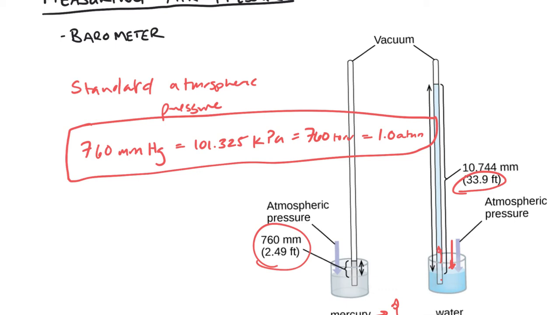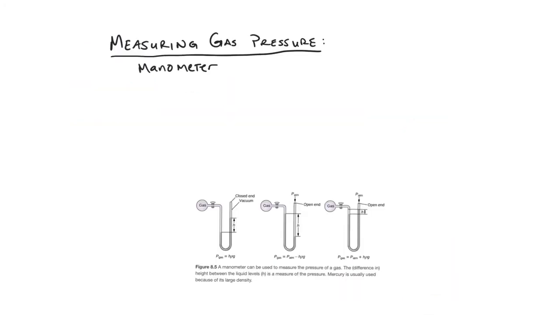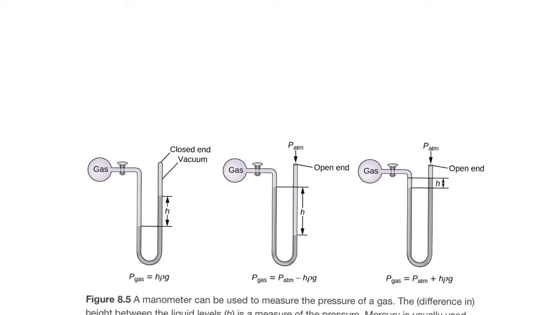To measure pressure inside a container, we can't use a barometer, but we can use something called a manometer. So a manometer, as the word suggests, is used to measure the pressure of a gas inside a container. So a couple different types of manometers. You can have an open end or a closed end. This is a closed end, you have a vacuum in here. So there's nothing pushing down here. So you just have the gas that's in the container pushing down on this tube here.